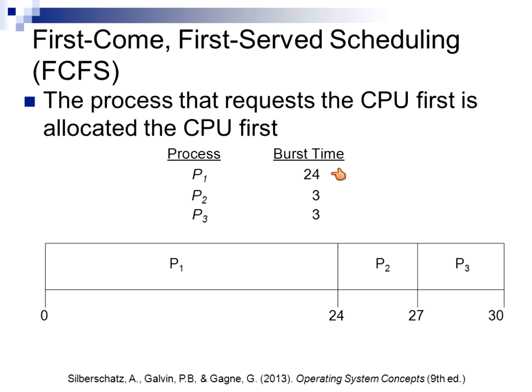You see, so the order here is going to be very important when we're using first come, first served scheduling. And we don't always have control over the order of when these processes arrive. So that's something important to realize for first come, first served scheduling, which is sometimes abbreviated as FCFS.